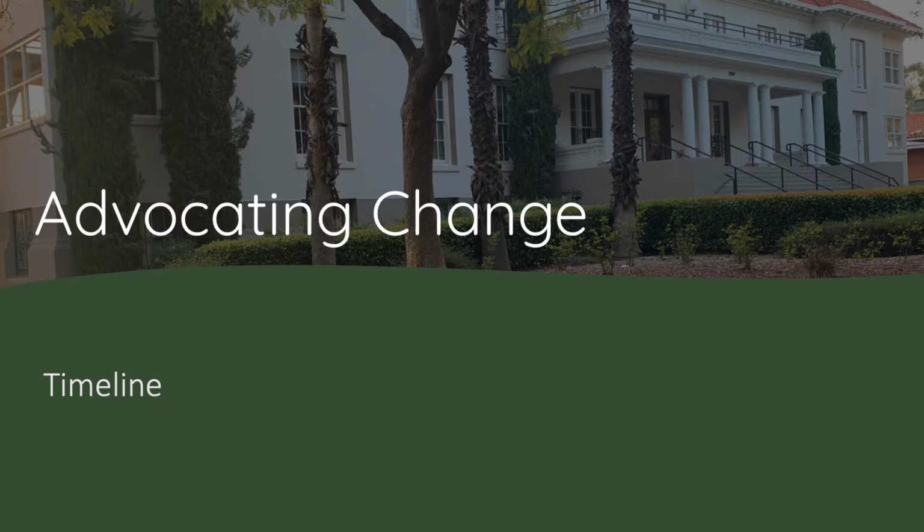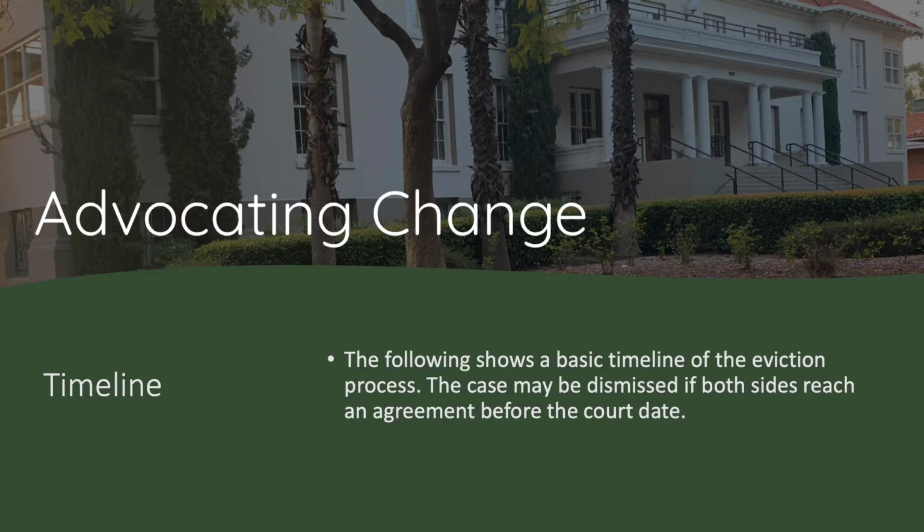The following 7 steps show a basic timeline of the eviction process that applies to most tenants. If at any point during the eviction process you and the landlord come to an agreement, this agreement can be written up and the case dismissed.